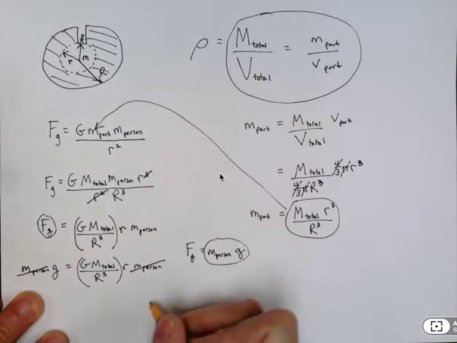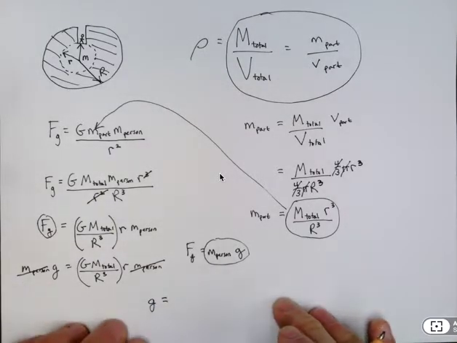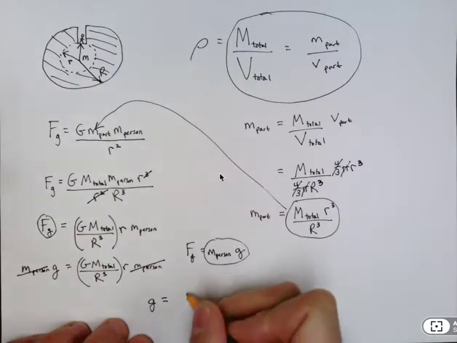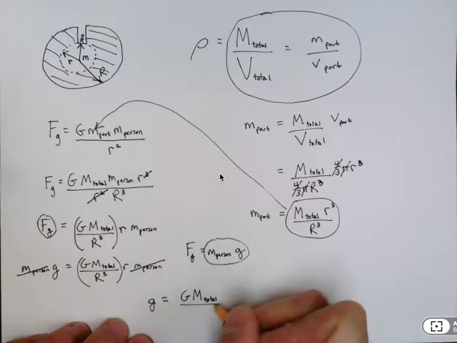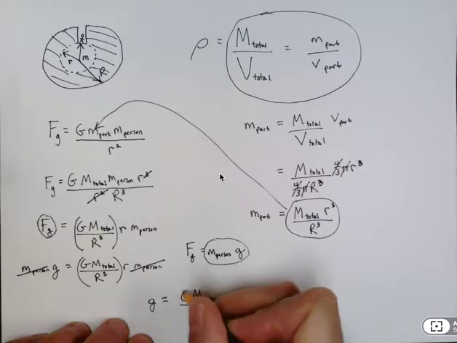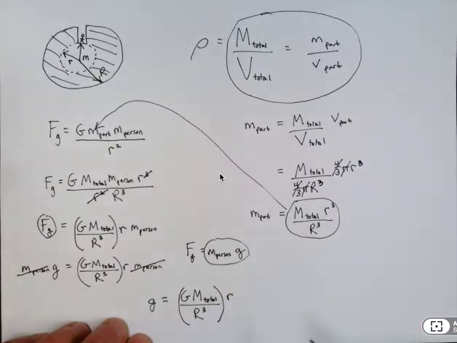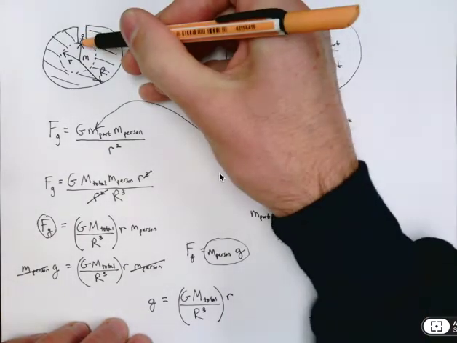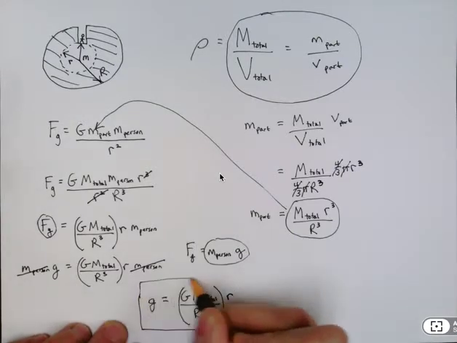This was our goal: that the acceleration due to gravity, if you are in a well inside the Earth, is equal to G times the mass of the total Earth divided by the radius of the total Earth cubed, times the distance between where you are and the center of the Earth. That is the final answer to this question.